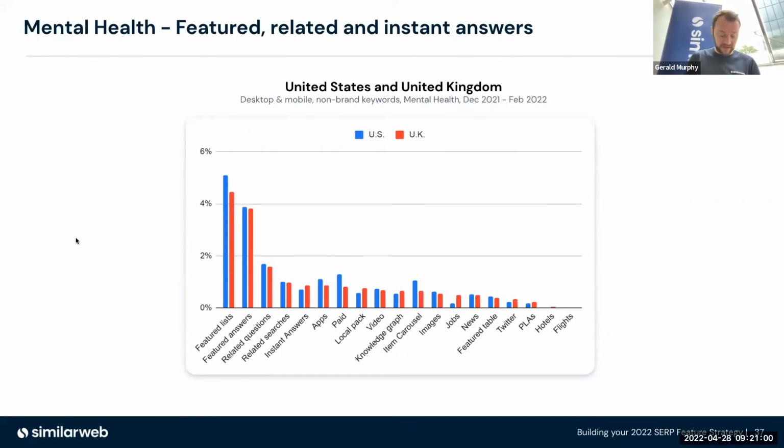Mental health, again, a lot of content required here in terms of EAT, which is exerting expertise, authority, and trustworthiness. That's what we mean by EAT content. And you can start to see this when we look at industries, in this case mental health, because when you see a lot of featured lists, featured answers, related questions, related searches, instant answers as the most prominent SERP features, we need to make sure our content isn't just the same or a little bit better than what else is out there. It needs to be the market leader. It needs to be completely different. It needs to exert expertise, authority, and trust.